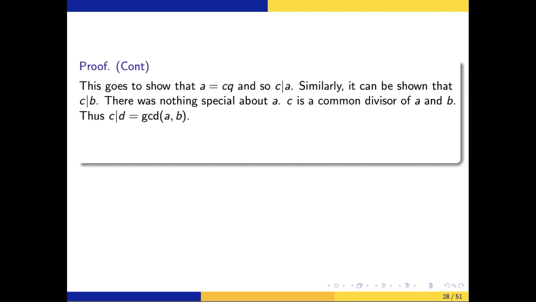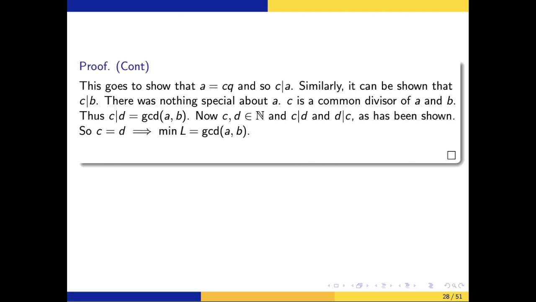Thus, by the definition of the GCD of a and b, C must divide D. Now C and D are naturals, where C divides D and D divides C, and this means that C equals D. Or in other words, the minimum of L, which equals C, is equal to the GCD of a and b, which equals D.